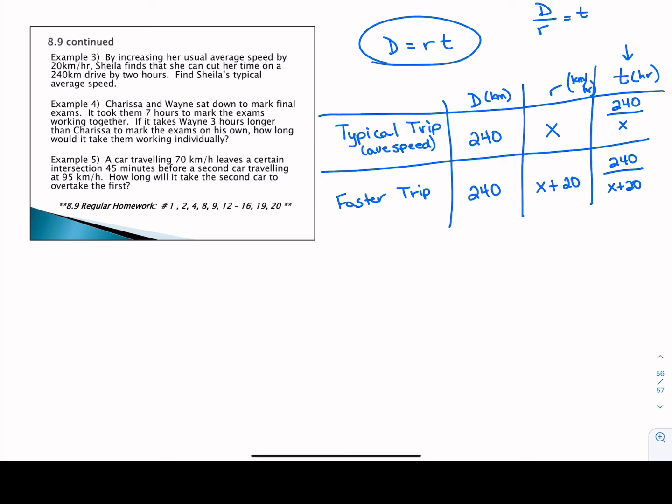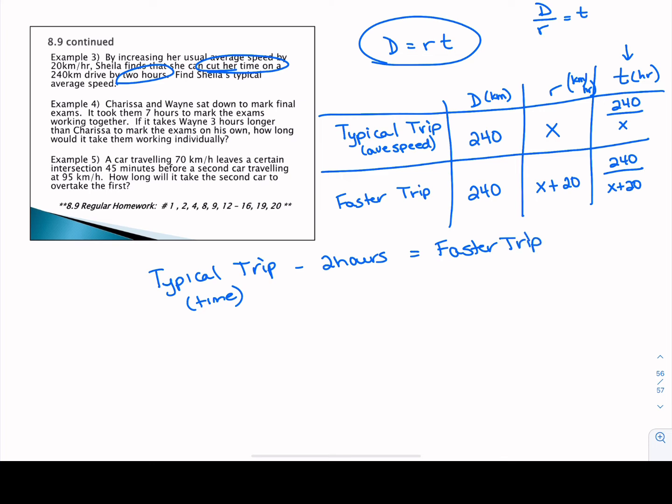Basically, if we go back to that initial statement, when Sheila increases her speed by 20 kilometers per hour, she cuts her time on the drive by 2 hours. So what we mean is the time is very different. If we take a look at her typical average speed or average trip, actually let's call it the typical trip. And if we really compare the time for her typical trip, if I were to subtract 2 hours, that would be the time for the faster trip.